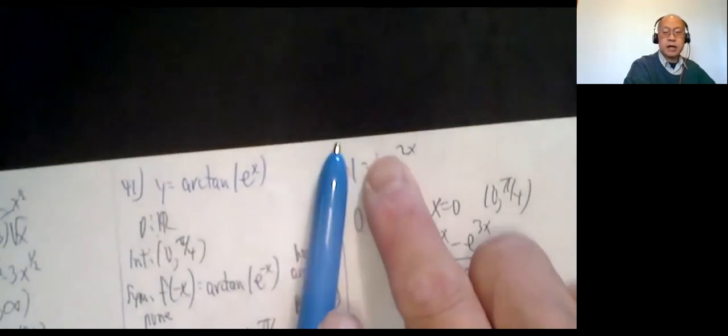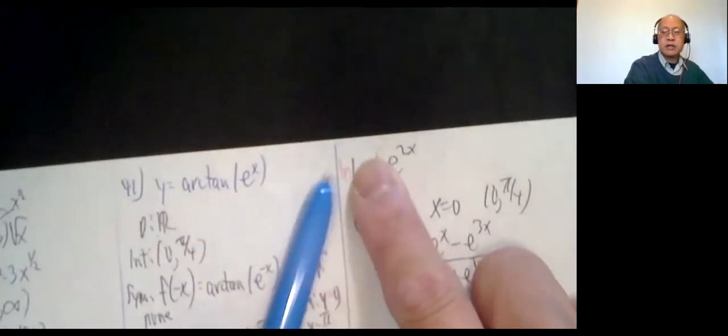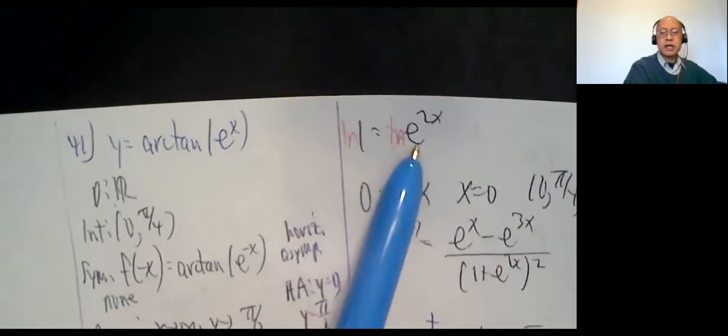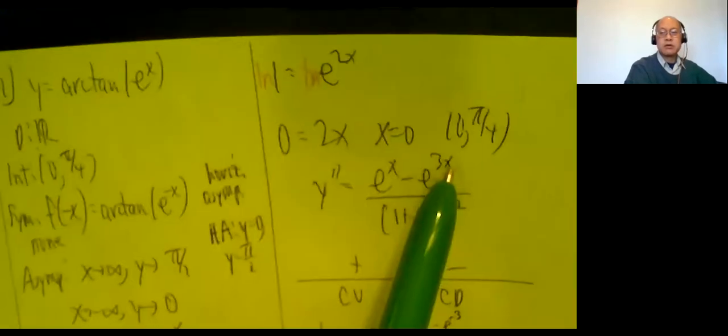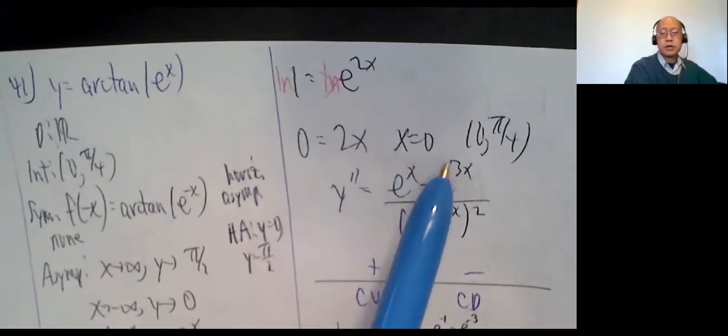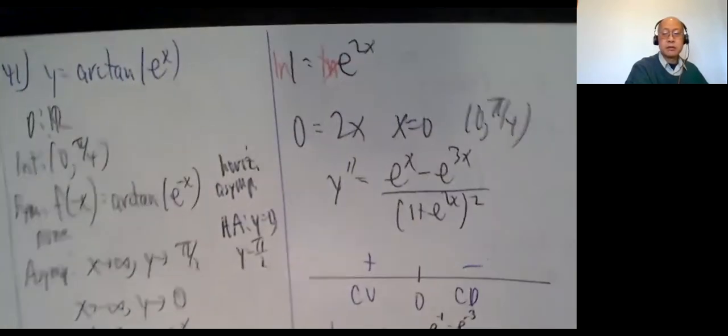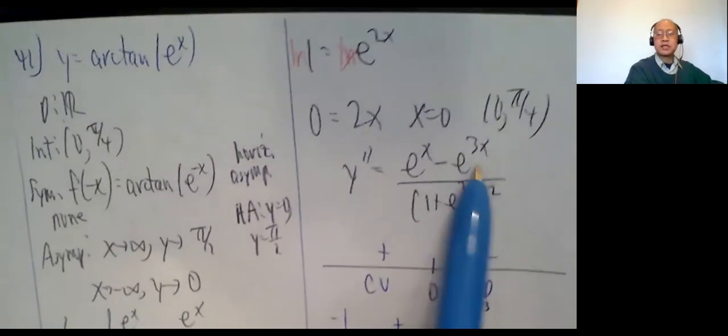So temporarily ignore the ln. 1 equals e to the 2x. Take the natural log of both sides. ln of 1 is 0. ln e cancels out. 2x equals 0. x is 0. So 0 comma pi over 4, which was the intercept, is a critical point for the second derivative.